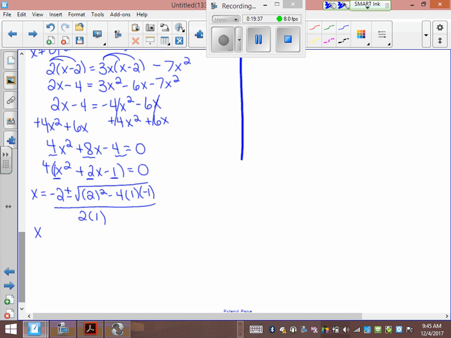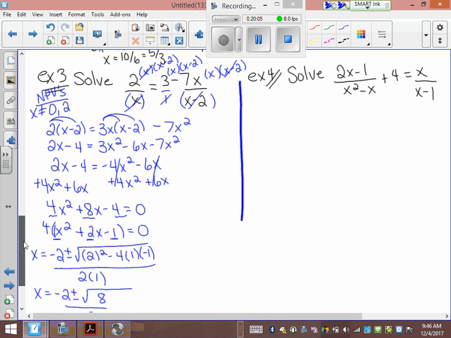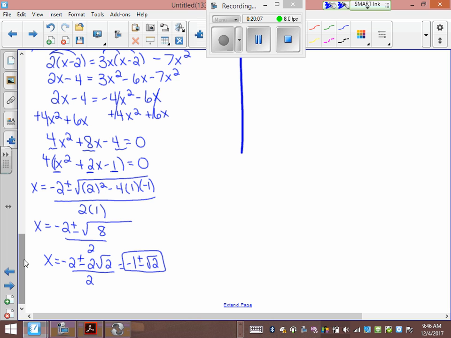So you're going to get x equals negative 2 plus or minus the square root of 4 plus 4, which is 8, over 2. X equals negative 2 plus or minus 8 breaks into 4 and 2. So 2 root 2 over 2. Take a 2 out, and you're left with negative 1 plus or minus square root 2. Check our answers to our NPVs. Our NPVs are 0 and 2. That's not 0 or 2, so we're good.